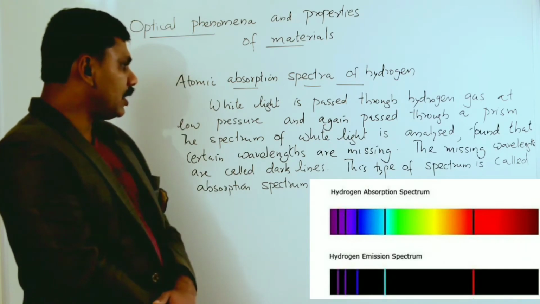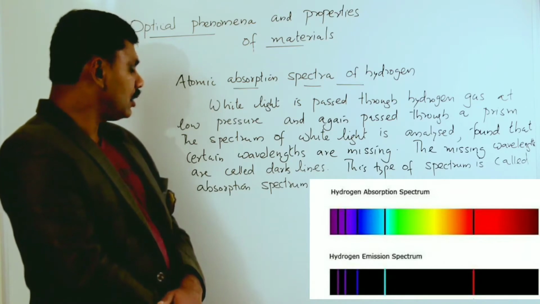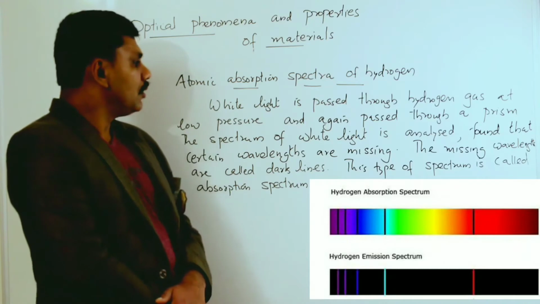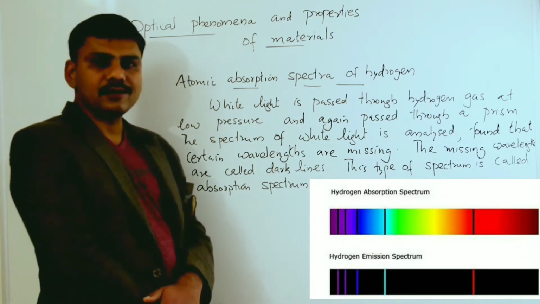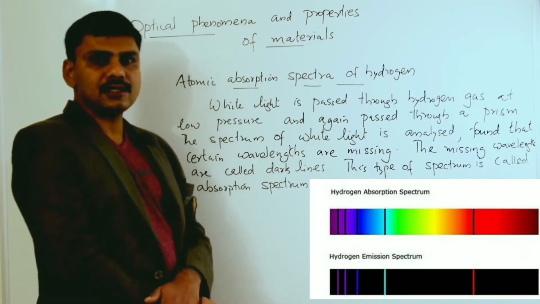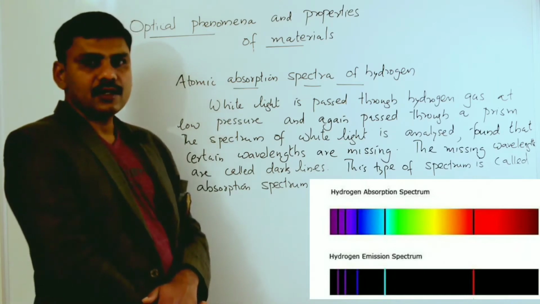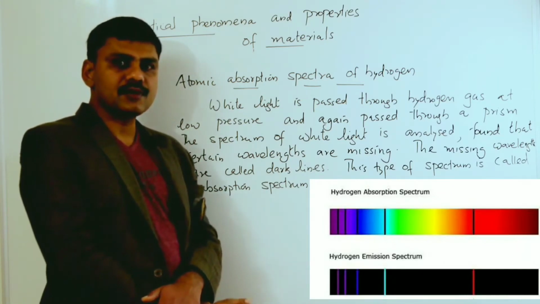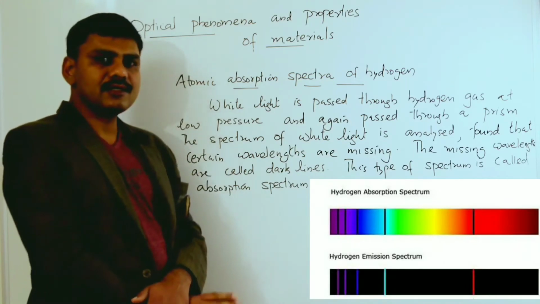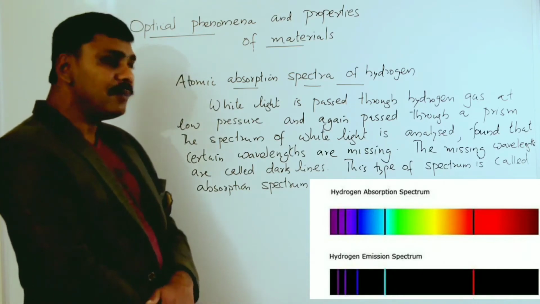The spectrum of the light is analyzed. When we analyze it, it is found that certain wavelengths are missing. What happened? When the white light is passed through hydrogen gas, some of the wavelengths are absorbed by the hydrogen gas and the remaining light passes through the prism. The prism then produces a spectrum of that light, and when we analyze this spectrum, some of the wavelengths are missing.